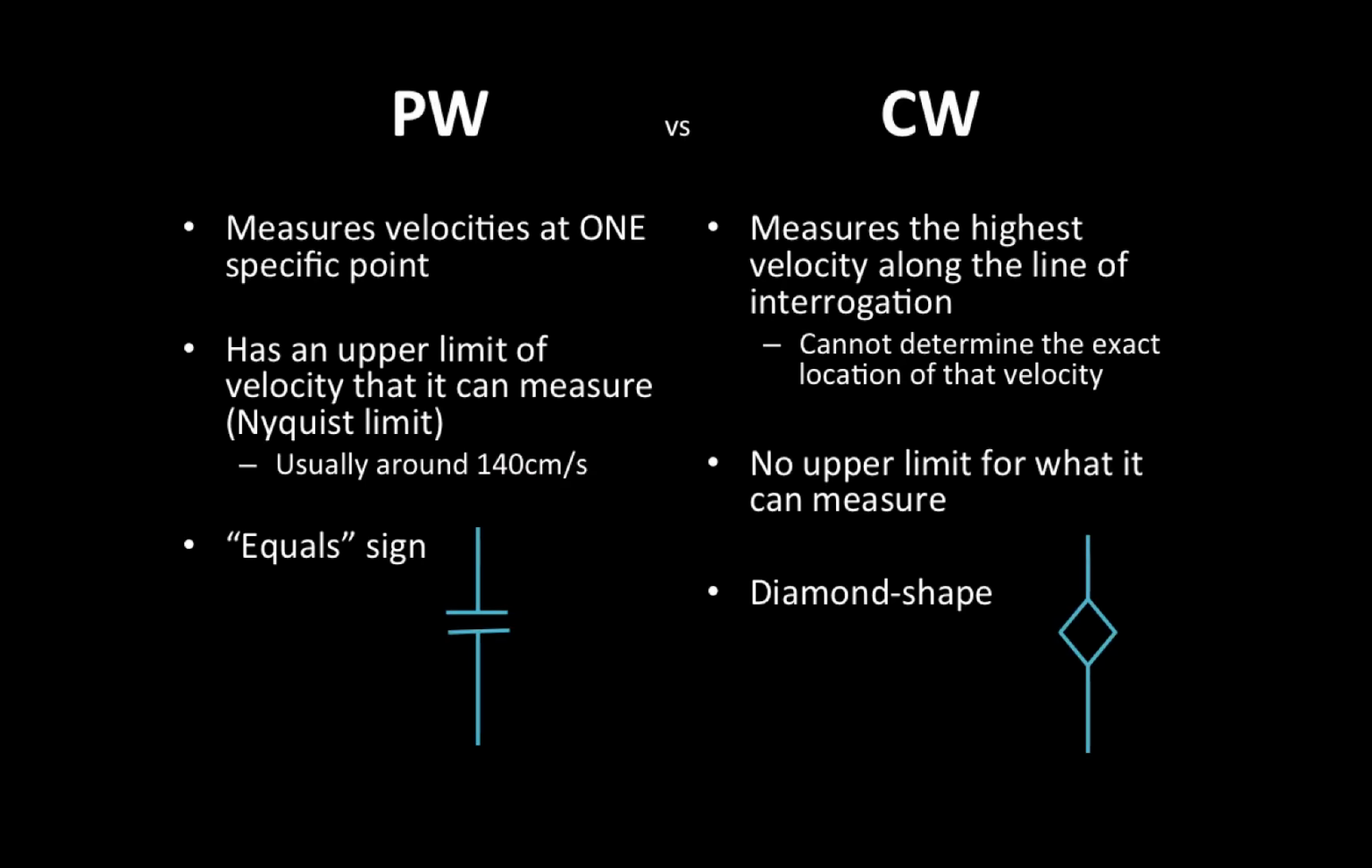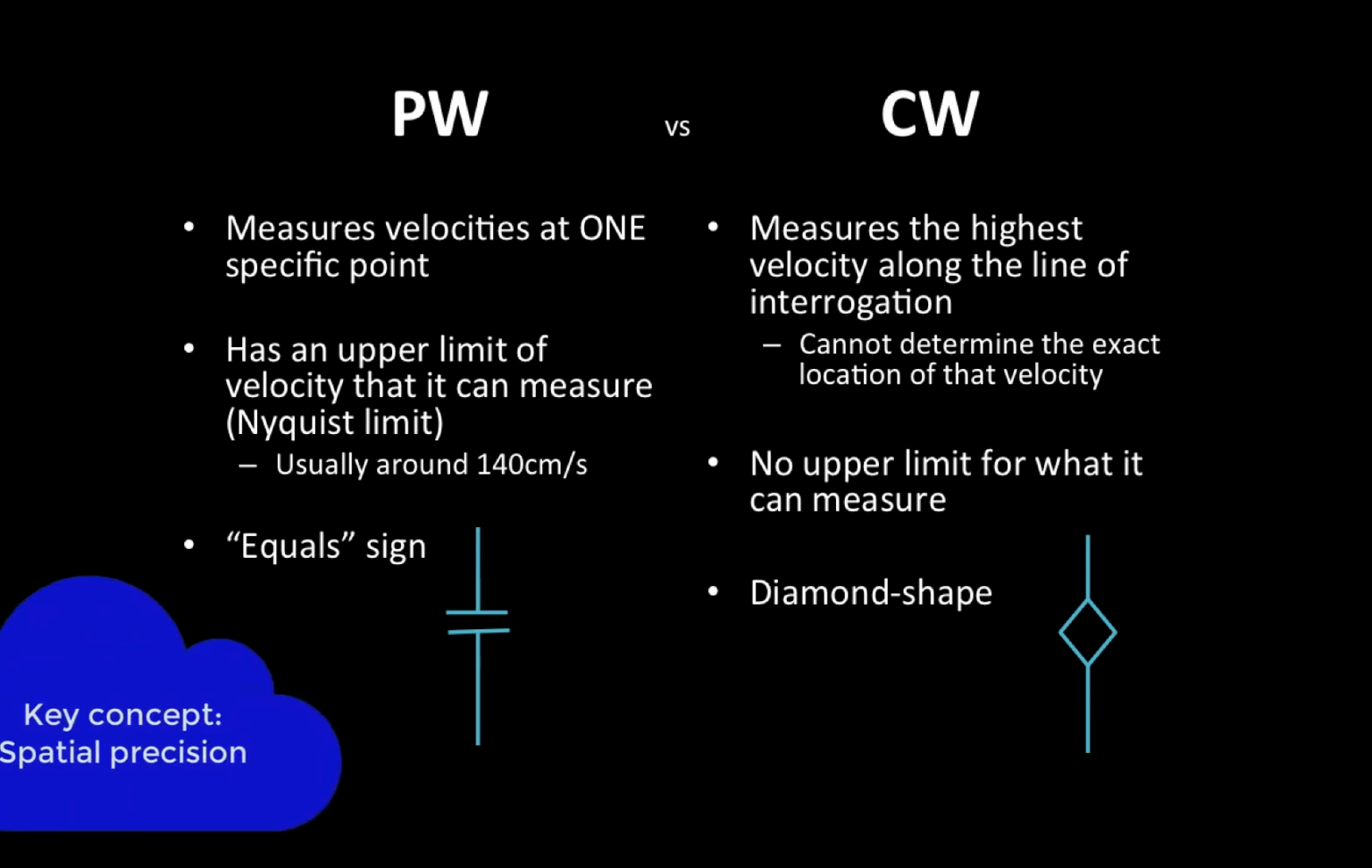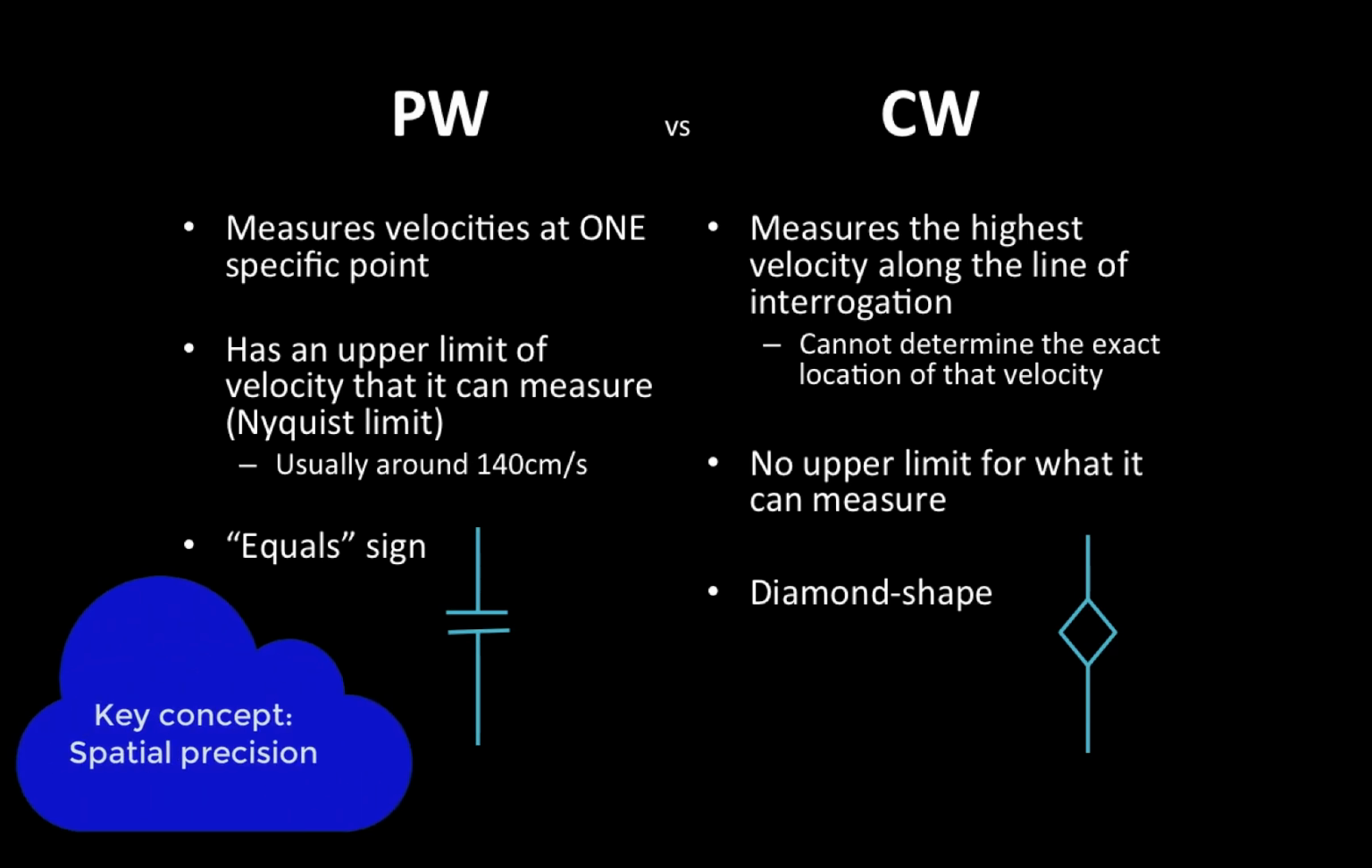In summary then, the primary advantage of pulse wave Doppler is that we can measure blood velocities at a single precise location, the advantage of spatial precision. However, the downside here is that we're limited by a Nyquist limit, which is determined by the PRF and cannot interpret very high velocities. In contrast, the primary advantage of continuous wave Doppler is that we're able to accurately quantify very high velocities without being subject to a Nyquist limit.